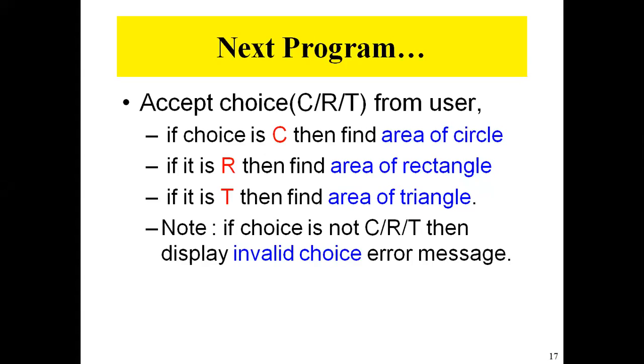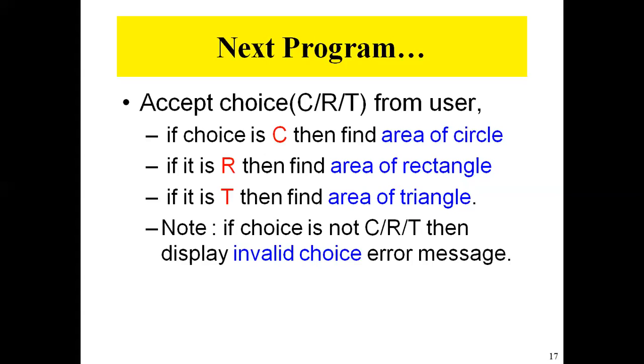Choice can be C, R or T because you are just accepting one character from the user. Choice is one character. Now, if choice is C, you have to find the area of a circle. If it is R, you have to find the area of a rectangle. If it is T, find the area of a triangle. And if it is none of these, CRT, then in that case, you have to display an error message, invalid choice. I'm explaining in Marathi.